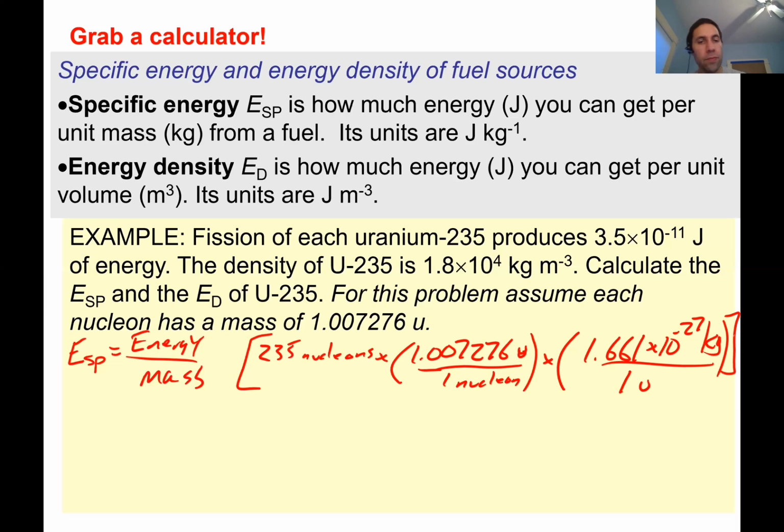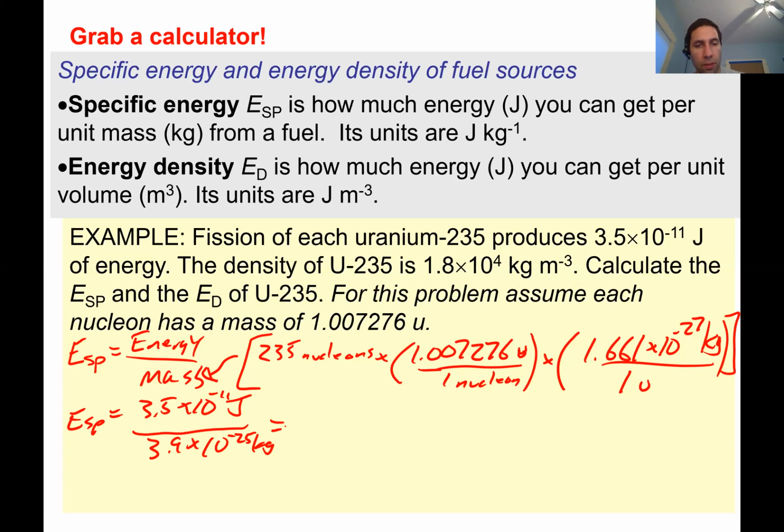Okay, so let's calculate that. When we do that, we get a number that is 3.9 times 10 to the negative 25th. So in other words, notice all this that I've done here is going right here in the denominator in mass. So the specific energy is, we know it produces 3.5 times 10 to the negative 11th joules. And that's divided by the number that I just got, which is 3.9 times 10 to the negative 25th kilograms.